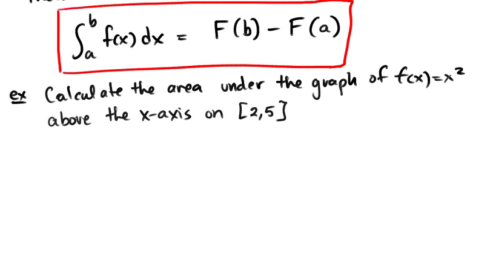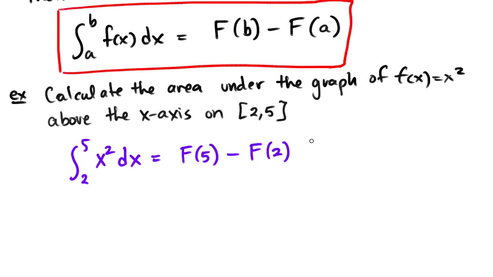The first example is to calculate the area under the graph of the function f of x equals x squared that's above the x-axis. So we know our area is going to be positive, and we have the closed interval 2 to 5. So as a definite integral, this is from 2 to 5, and our function is x squared dx, and that means I should be able to solve this by calculating the antiderivative, evaluating it at 5, and subtracting away the antiderivative evaluated at 2.